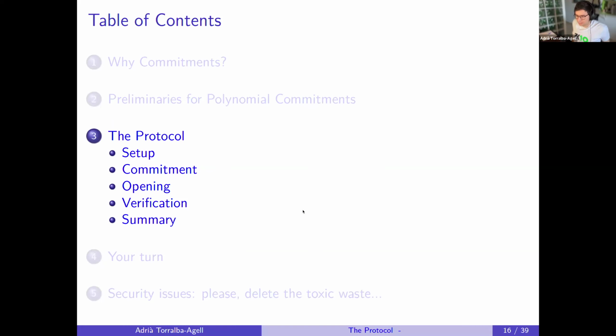So the protocol here of polynomial commitments has 4 steps or 4 phases. It has a setup phase, a commitment phase, an opening phase, and a verification phase. Okay. And then here I put a nice summary about the whole protocol. So the first step, the setup.